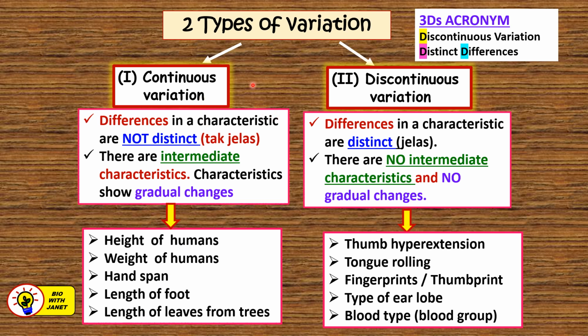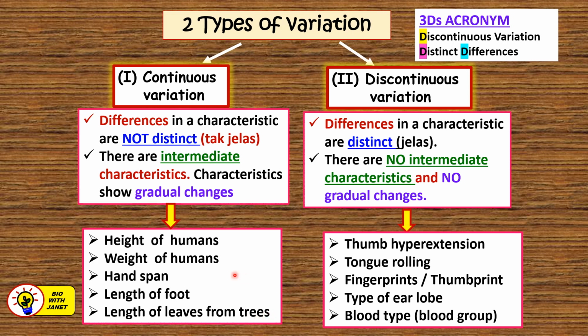So now we go on to another topic, the two types of variation. Variation means the differences in characteristics among organisms of the same species. There are two types of variation, continuous variation and discontinuous variation. In continuous variation, the differences in a characteristic are not distinct, not clear. So there are many intermediate characteristics, and the characteristics show gradual changes. Examples are variation in the height of humans, weight of humans, hand span, length of the foot, and length of leaves from trees of the same species.